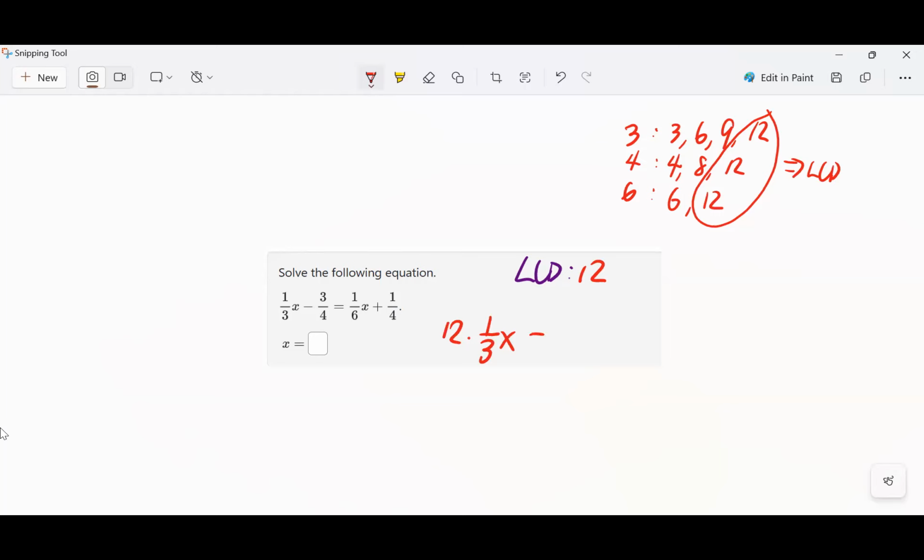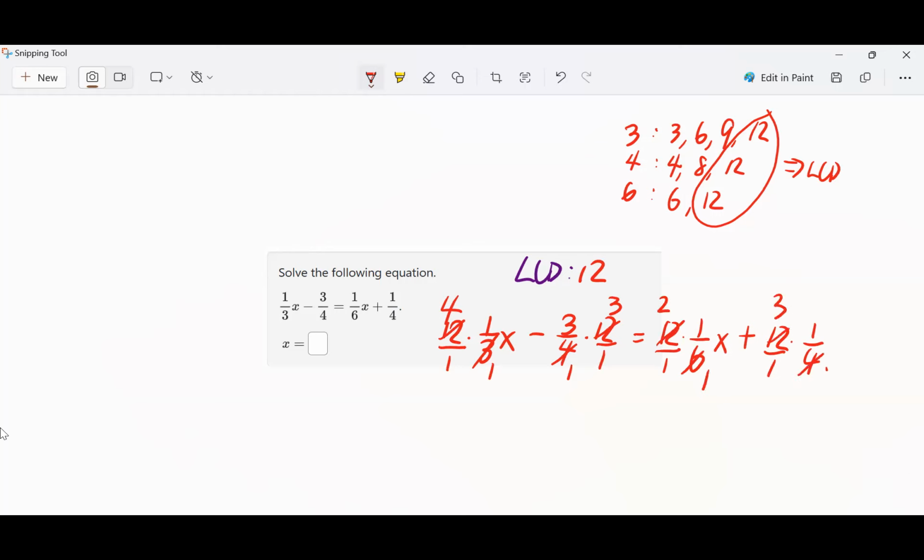1/3 of that, 3/4 times 12, and then 12 times 1/6, and 12 times 1/4. To make it easier, make it a fraction. Then you can simplify, right? 3 going into 12 is 4 times. And this one becomes 1, and then 4 going into 12 is 3 times. This becomes 1. 6 going into 12 is 2 times, 1. 4 going into 12 is 3 times.